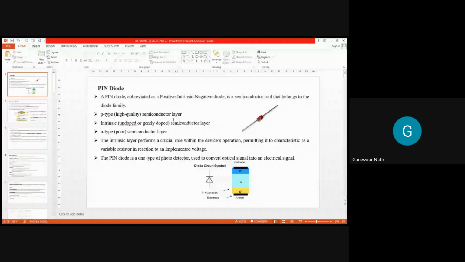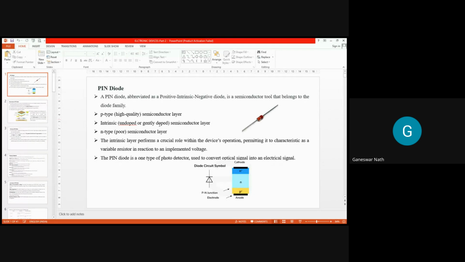And this I am putting here. It is called P positive, a P type highly doped semiconductor layer. Then intrinsic, which is called an undoped or lightly doped semiconductor layer. And the N type is the heavily doped, that is, N type semiconductor layer. The intrinsic layer is in between.